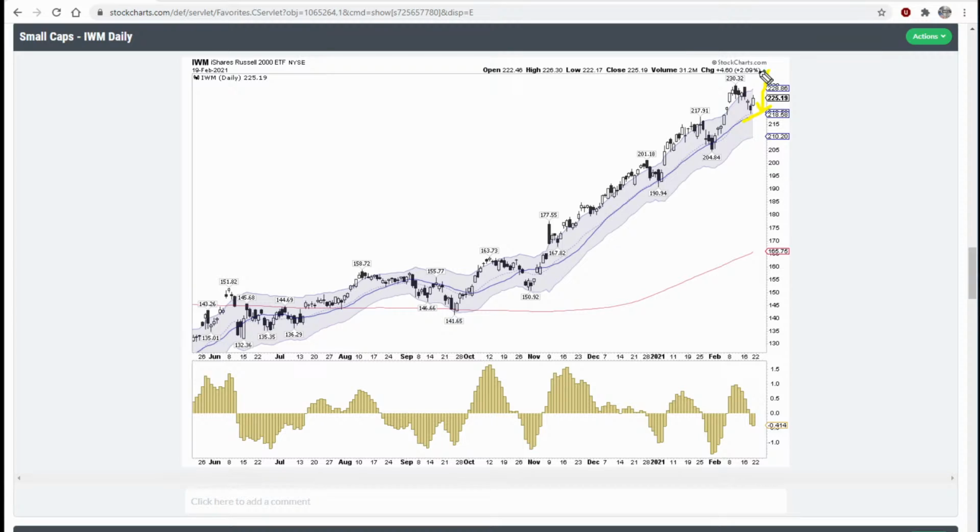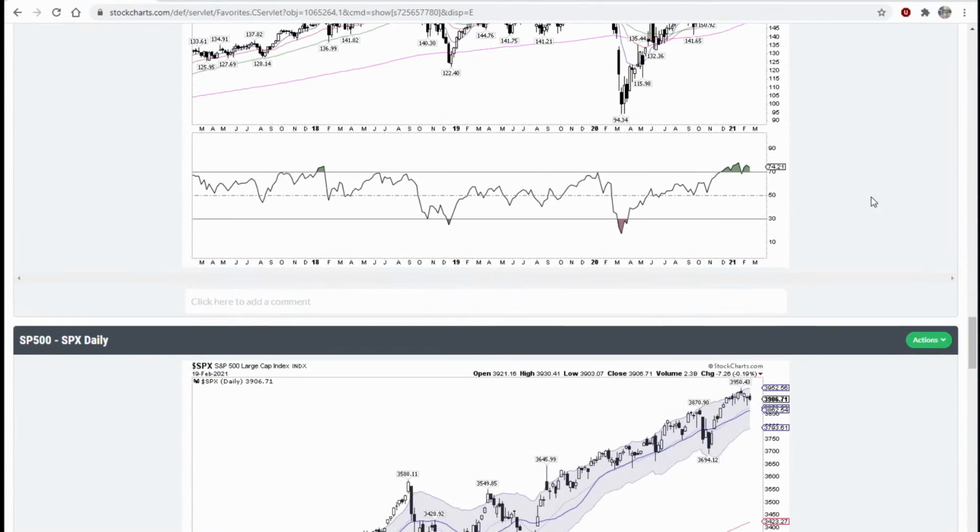But if we break below last week's lows, watch out, because we have room to go all the way into 217, 216. That's the first line, and below that we can go into 210. So something to keep open-minded about, because that's a possible scenario: a pullback into 216, 217, or even 210. But once again, we need to see it.